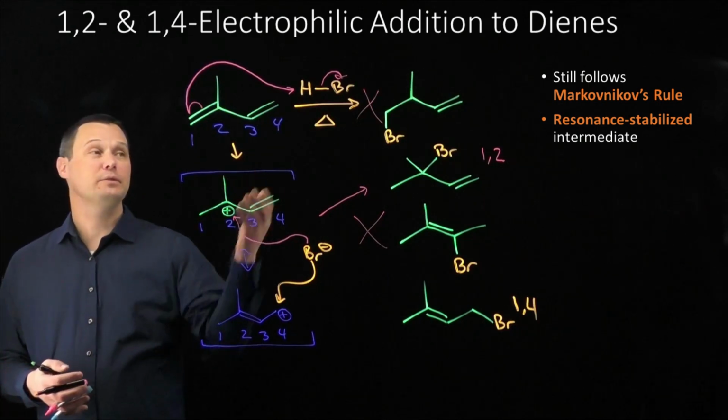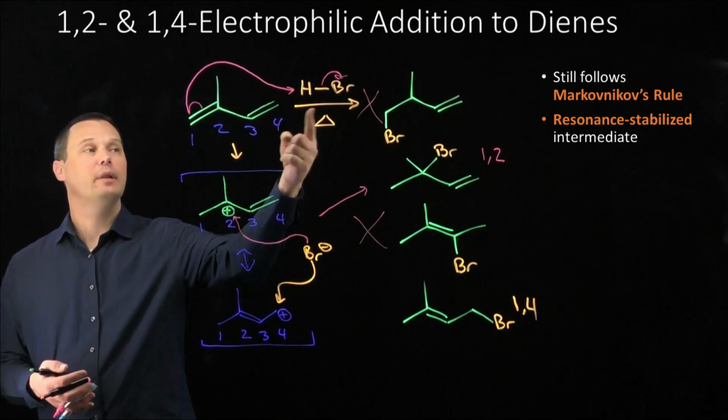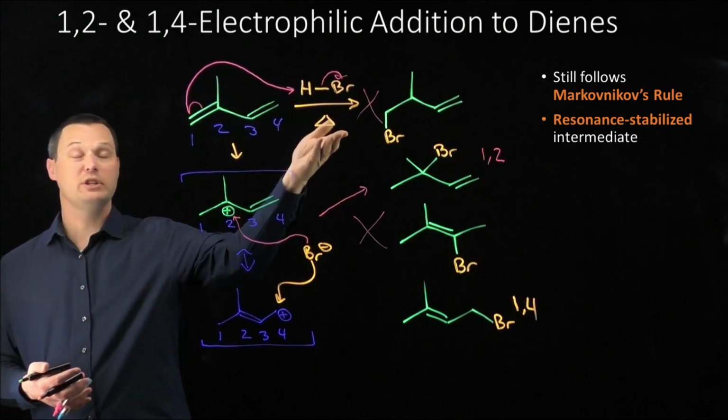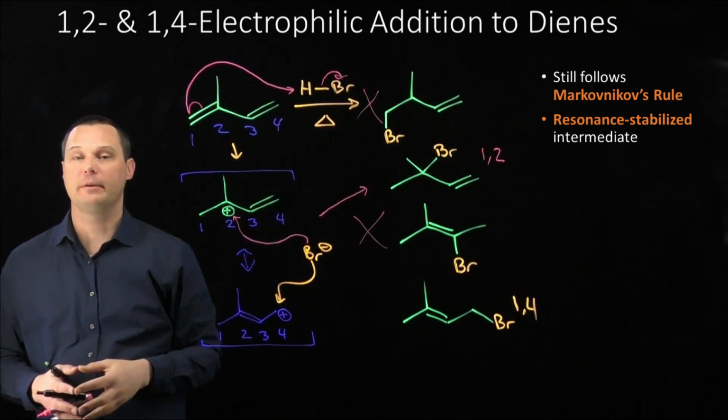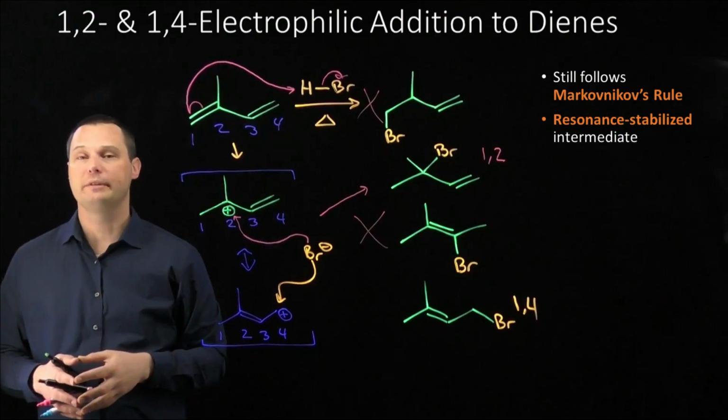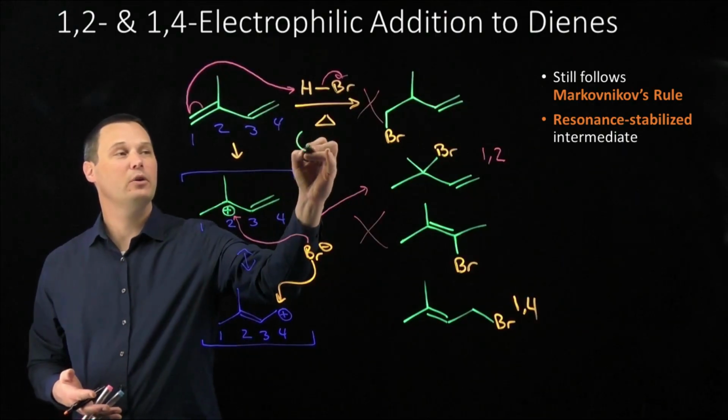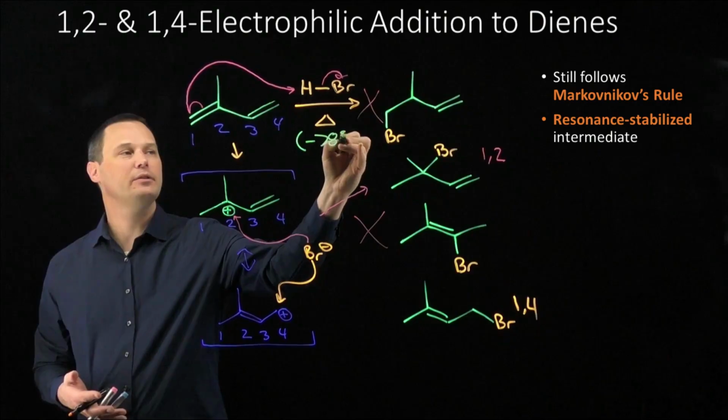In one version of the reaction, we run the reaction at elevated temperature, either the delta symbol to indicate heat, or a specific temperature like 40 degrees Celsius or something. What you're looking for is anything greater than room temperature. At the other extreme, you're looking for a very cold temperature, usually something like minus 78 degrees Celsius or something.